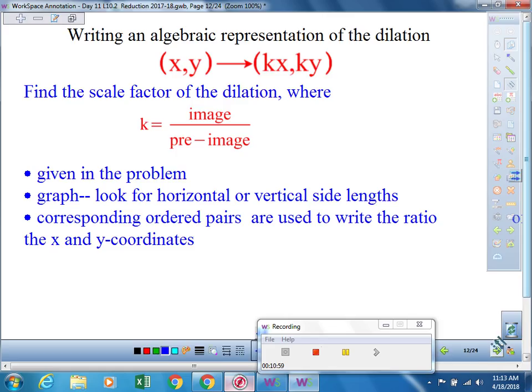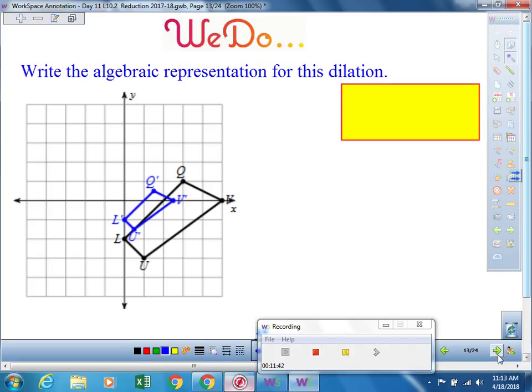All right, so when you are writing your algebraic representation, don't forget the scale factor is before the variable. And when you are testing the scale factor, when you're just finding it, and that means it's a dilation, and you put your image up at top, which is the prime letter. You can use horizontal and vertical side lengths. Remember, you need 2 ratios. Either 2 side lengths or 1 ordered pair.